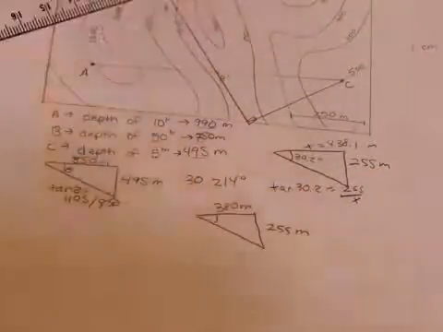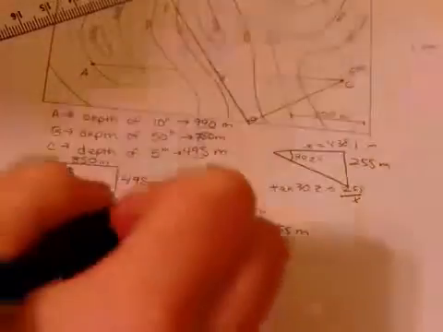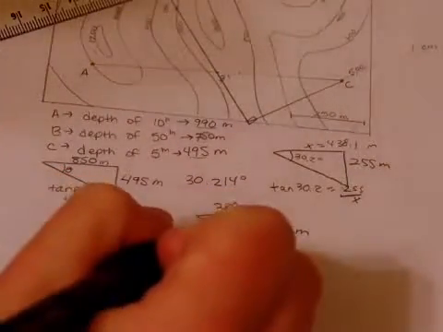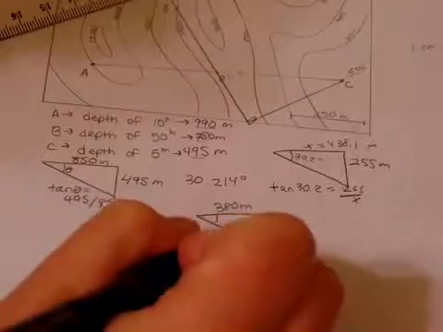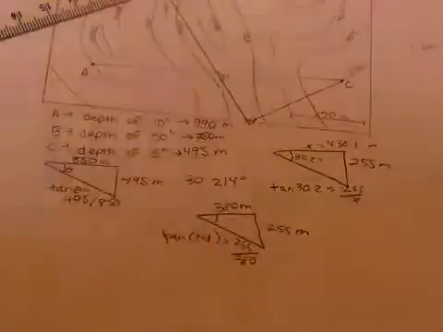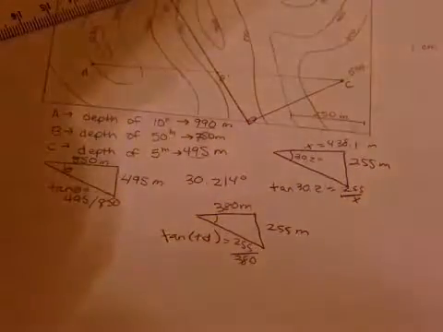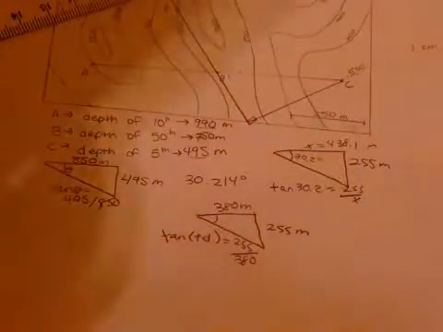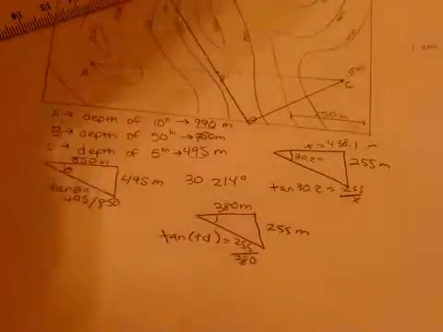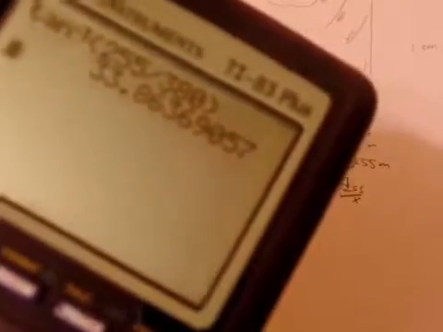And now I need to find my true dip. So I've got opposite, I've got adjacent. I'm going to do tangent of true dip is 255 over 380. And again, you're going to use your arctan function on your calculator to find that. Okay, so it looks like this. Our true dip is about 33.86 degrees.